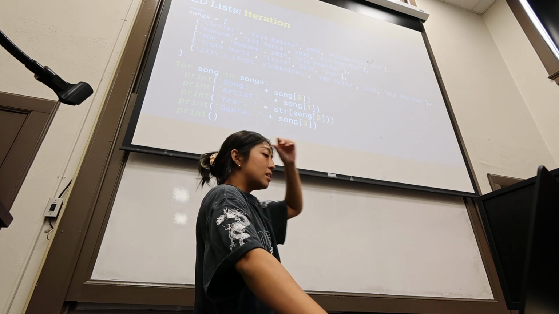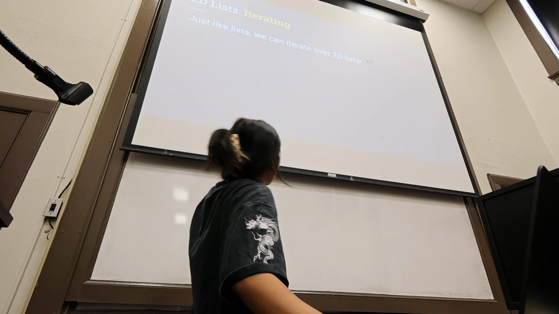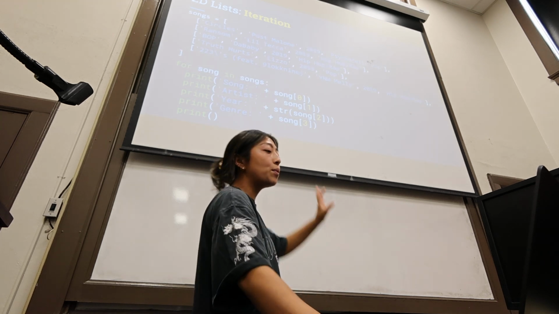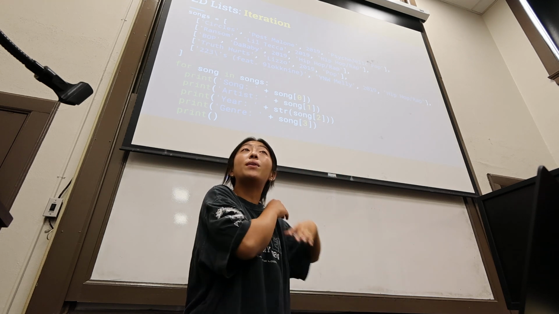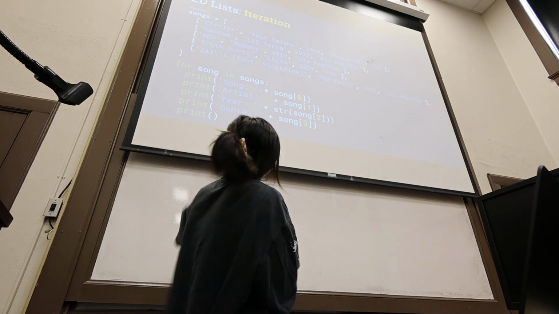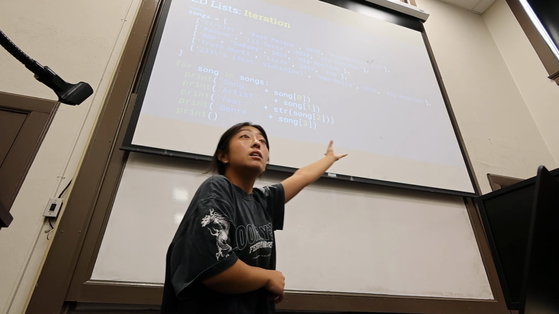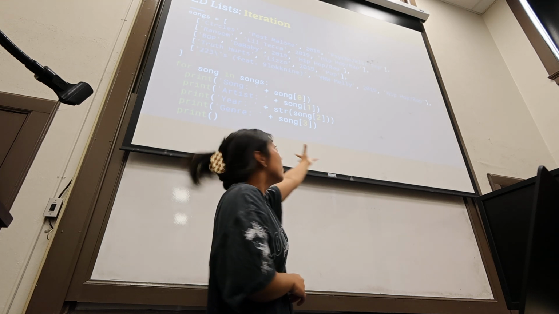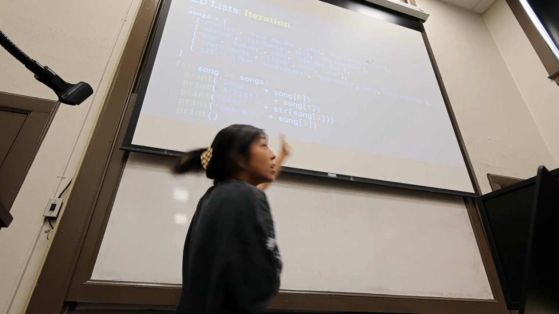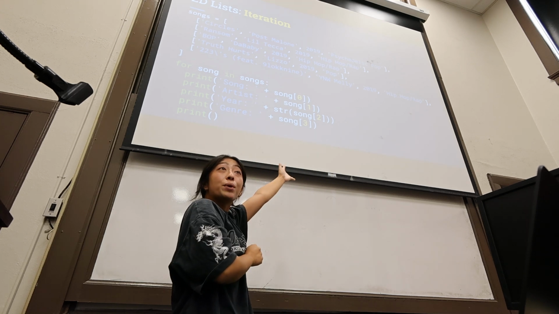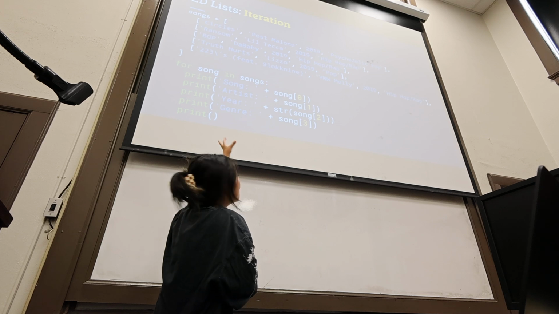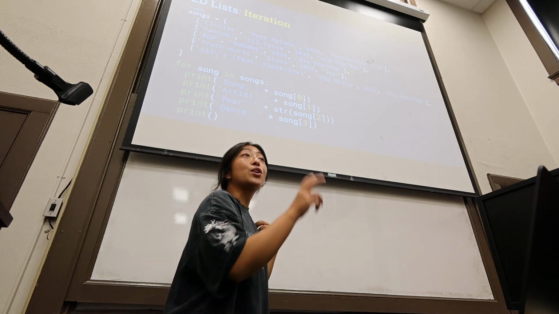Okay, so just like lists, we can iterate over 2D lists. So let's say we wanted to iterate over this list of songs, this database of songs, and we wanted to print everything. We could do this. For each song in songs, we're taking that list and then indexing into it and printing the information assigned to its field, the column value.